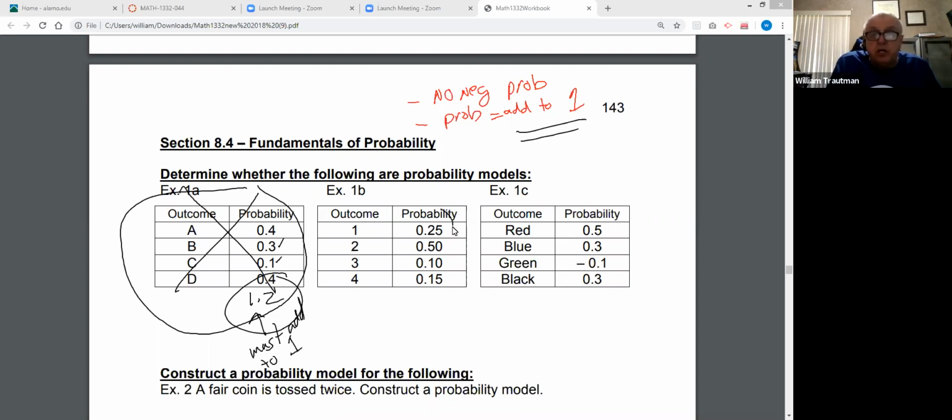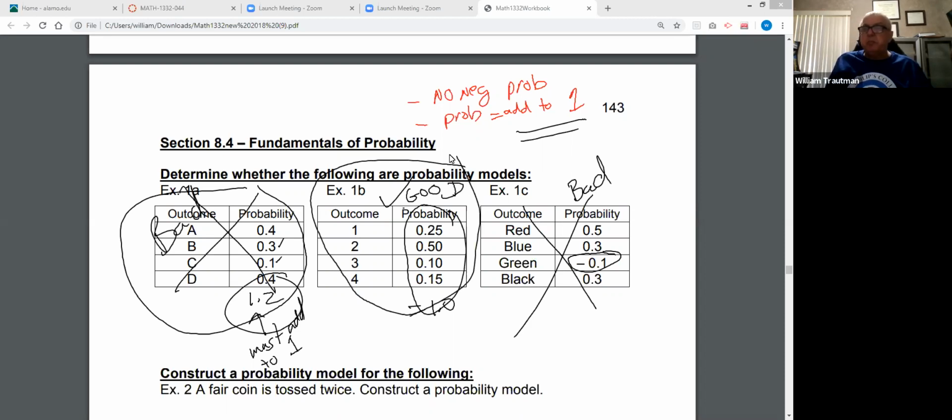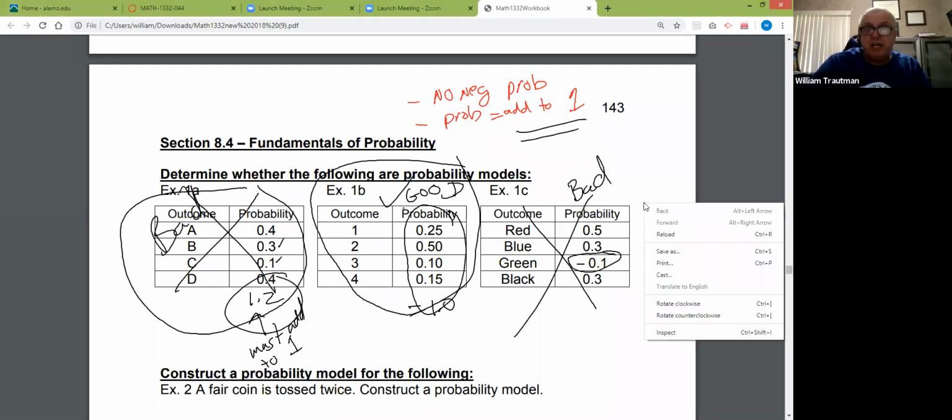So if we look at this one, add all these together on our calculator, I do get 1.0. So this is a good probability model. This one, as soon as I see a negative sign, you can't have a negative probability. So that's a bad one. Bad, bad, good. So 1B is the only good probability model. You can't have a negative probability, and you cannot have probabilities that add up to something other than 1. They must add up to 1. They can't be higher, can't be lower, but they all must add up to 1.